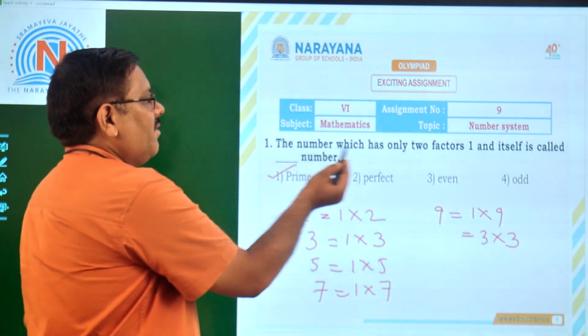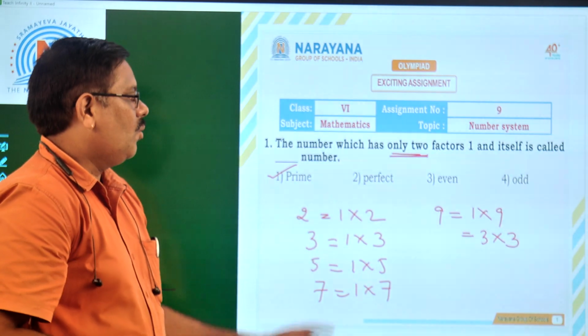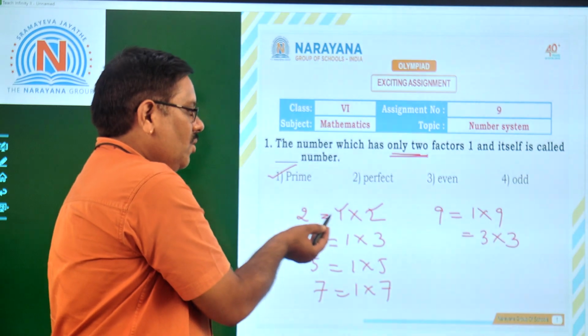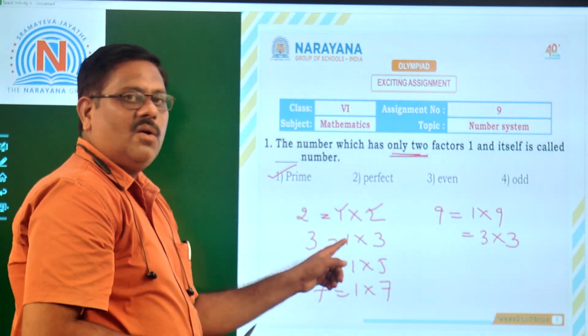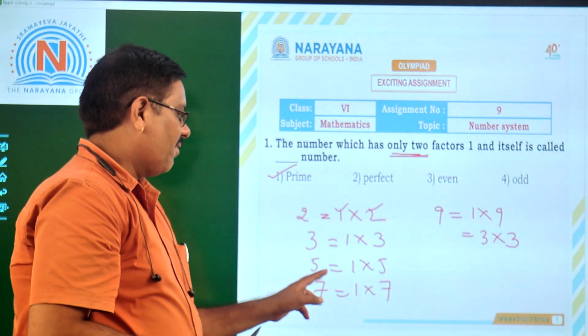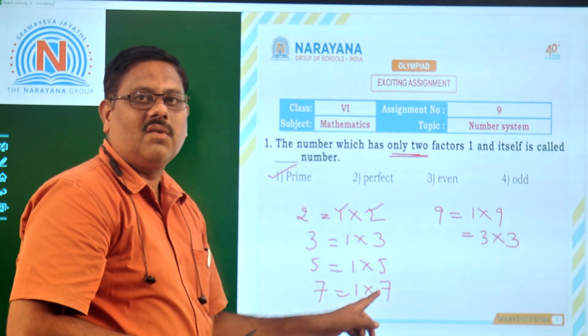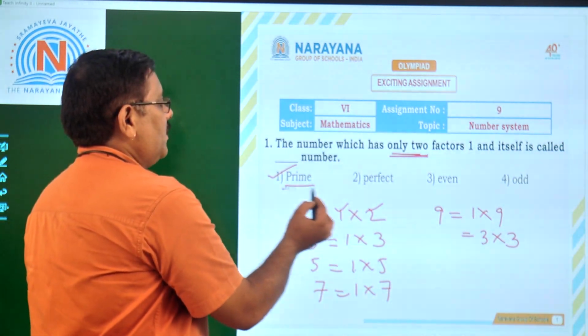So a number which has only two factors. What are those? 1 and itself. For 2, the factors are 1 and 2, 1 and itself. For 3 also, 1 and 3, 1 and itself. For 5, 1 and 5, 1 and itself. For 7 also, 1 and 7, 1 and itself. Such numbers we call prime numbers.